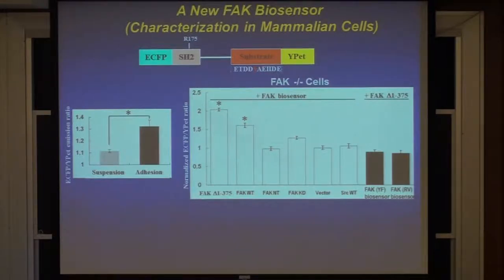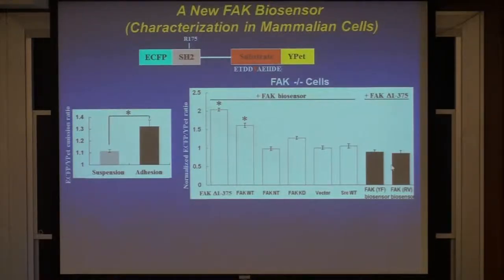The way we confirm that is to introduce the focal adhesion kinase biosensor into focal adhesion kinase knockout cells. As you can see, if we knock out the focal adhesion kinase and introduce the biosensor into the cells with empty vector or Src, there's no FRET response. But if we co-introduce active focal adhesion kinase or wild-type focal adhesion kinase, you can see the FRET change. Negative FAK or kinase-dead FAK cannot cause a FRET change. All these suggest the focal adhesion kinase biosensor we developed can specifically report focal adhesion kinase activity only, not others, right? Only focal adhesion kinase activity can restore the FRET response, okay?